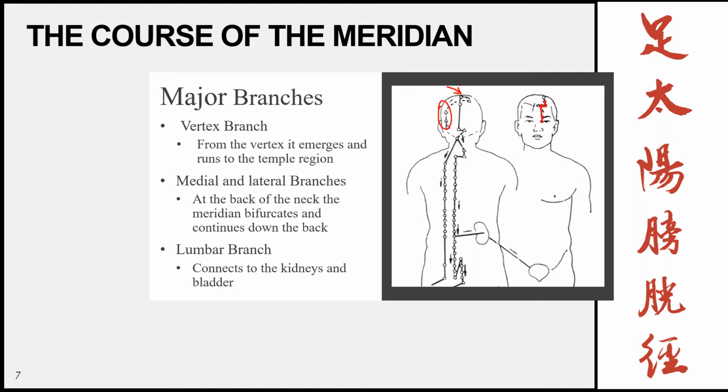And then we also have the medial and lateral branches, which we talked about here at the back of the neck. The medial branch, which runs 1.5 cun lateral to the spinal cord, and the lateral branch, which runs 3 cun lateral to the spinal cord. And then finally, the lumbar branch, which is that branch of the medial pathway, which connects to both the kidneys and then goes all the way down to the bladder.